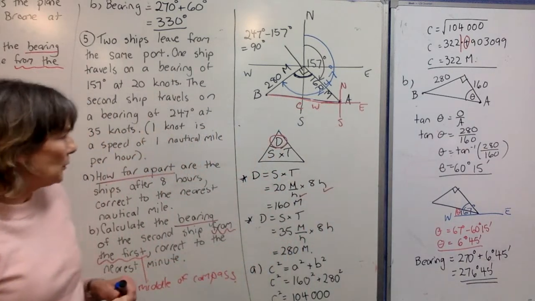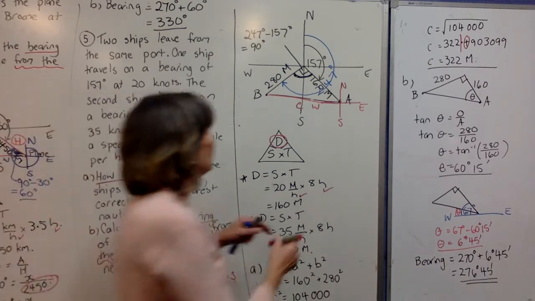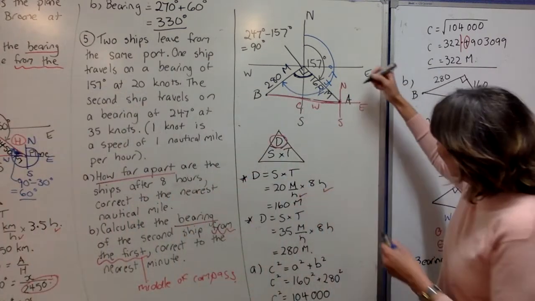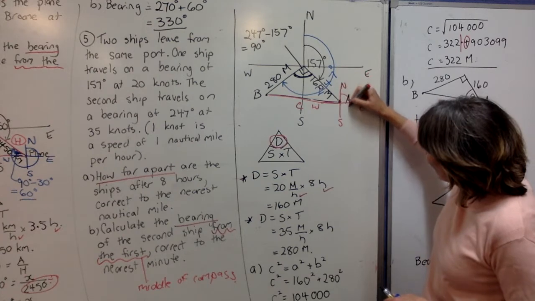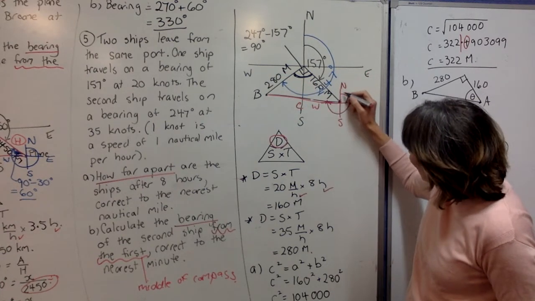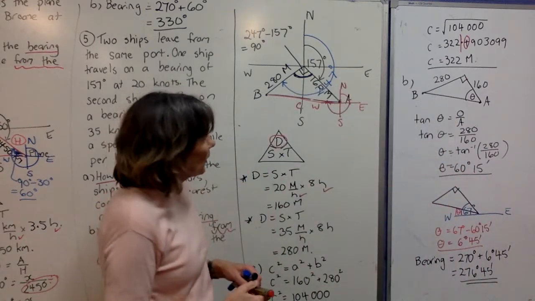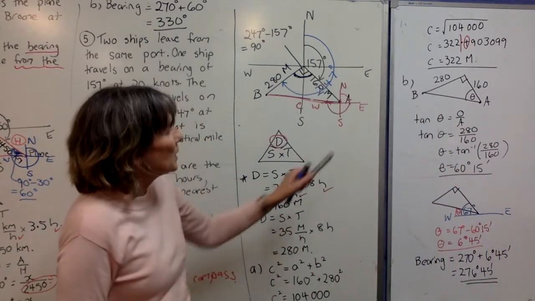Okay, so what they're asking for is the bearing of the second ship from the first. So we're going to go around here to the line that's taking us off to the second ship. If we can get that, we've got our bearing. All right, so that's what we're after. So let's have a look over here.